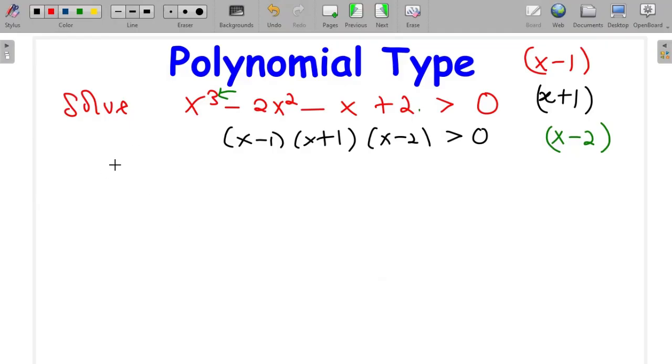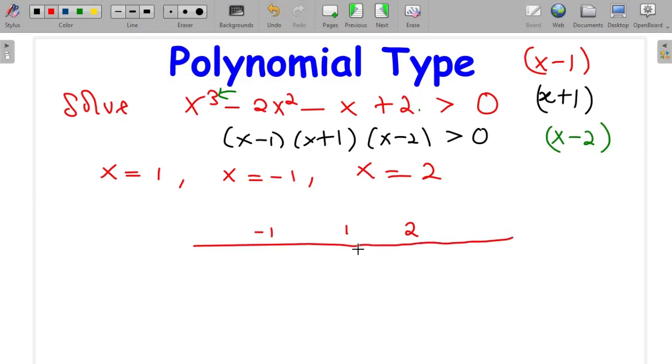Okay, so my first critical value will just be when I equate this to 0, which is x is equal to 1. This is x is equal to minus 1, and x is equal to 2. So I arrange this in order. So I start with minus 1, and then 1, and then 2. Okay, and then I just draw the sign graph there, like this. So these ones here are going to be the factors.